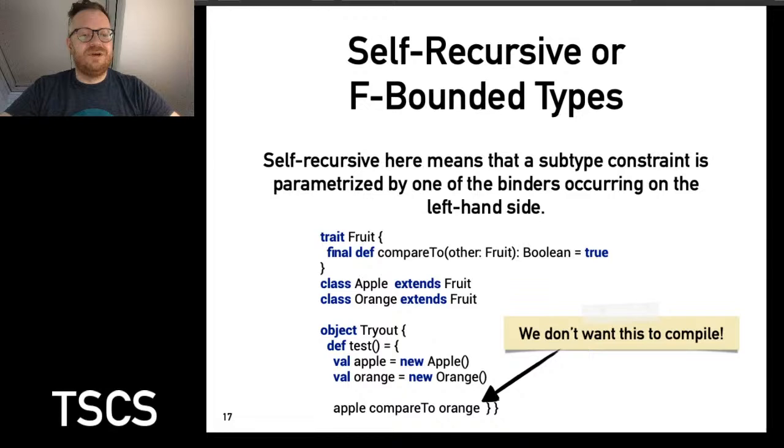So let's say we have here fruits, and we have a compareTo function which takes another fruit and then returns a boolean of true. And then we have apples and oranges that extend fruit, and then we instantiate a new apple and a new orange, and we don't want to compare apples to oranges, haha. And we don't want this to compile, because we only want to compare fruit to the same fruit.